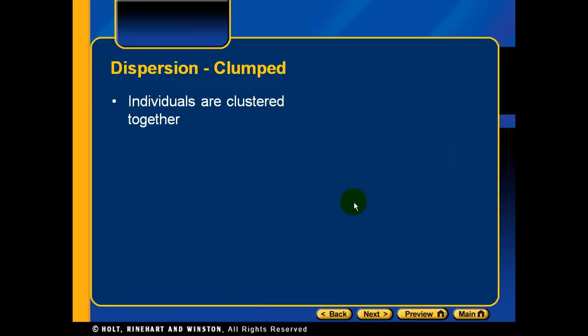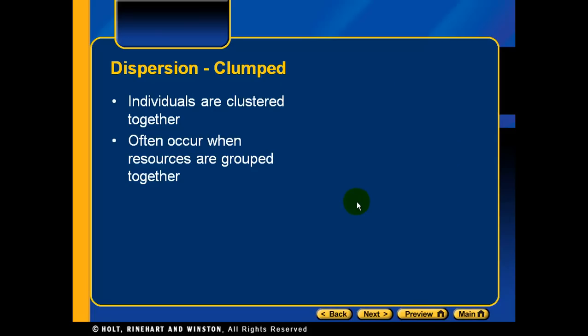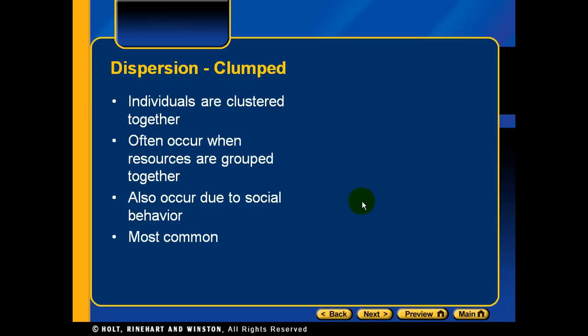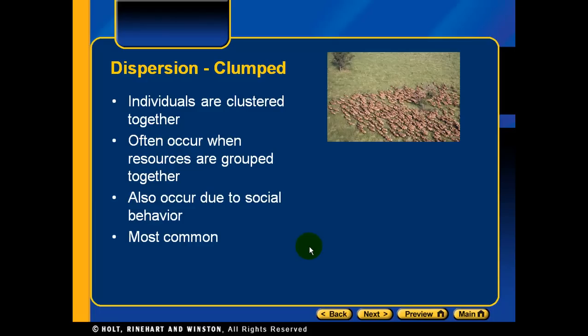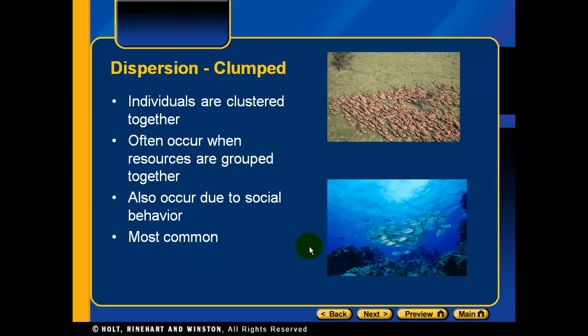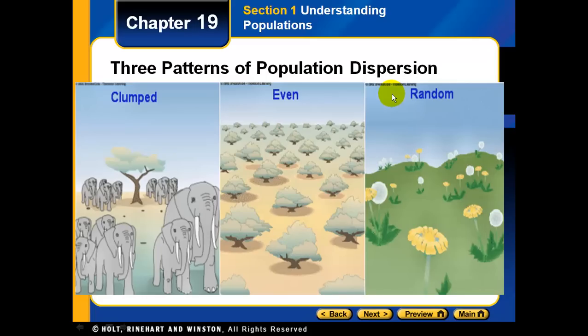The last one is clumped population dispersion, and this is when individuals are clustered together. It often occurs when resources are grouped together. It also could occur due to social behavior where mating happens. It is the most common way that you will see animals or populations dispersed. There's some examples. All right, so we have clumped over here, even, and random.